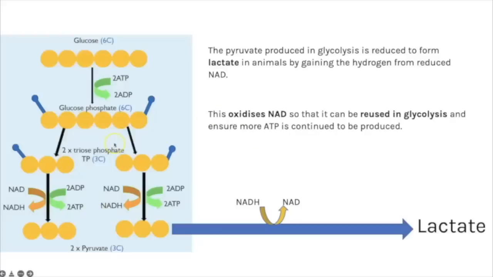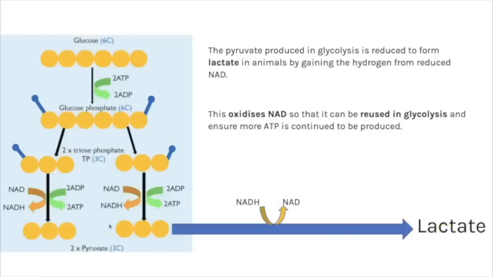And that ensures that at least some ATP is continually made. So the downside is lactic acid is acidic, so it can denature enzymes and other proteins, but that is the price to pay so that at least some respiration can still occur.